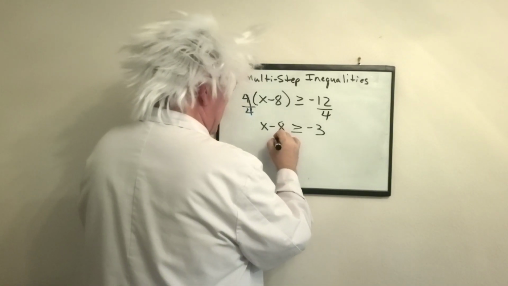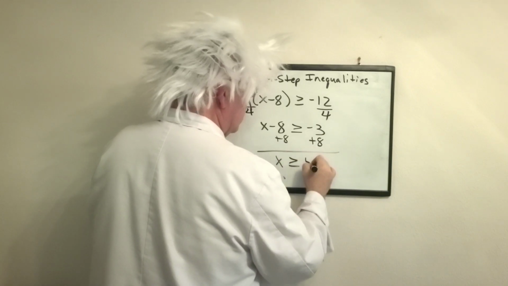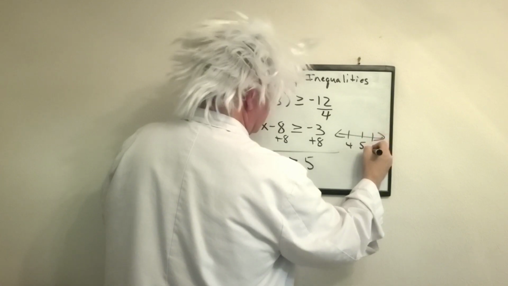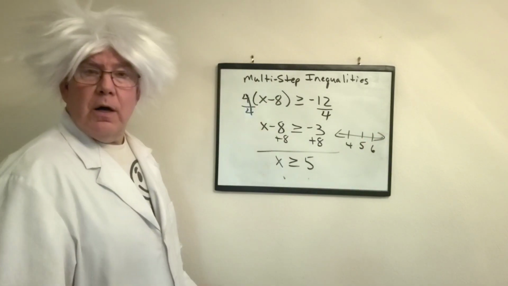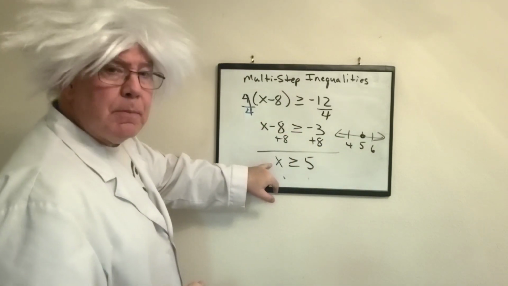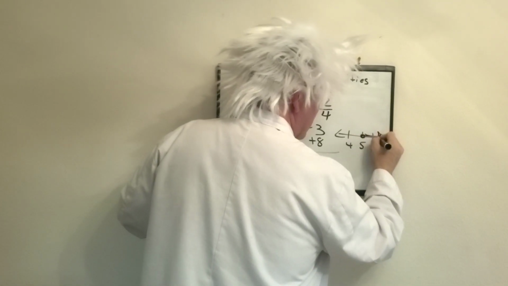Next thing I'm going to do is I'm going to add 8 to both sides, and x is greater than or equal to 5 on a number line. Open or closed? Which way does that arrow point? Because the variable's on the left side, it points that way.